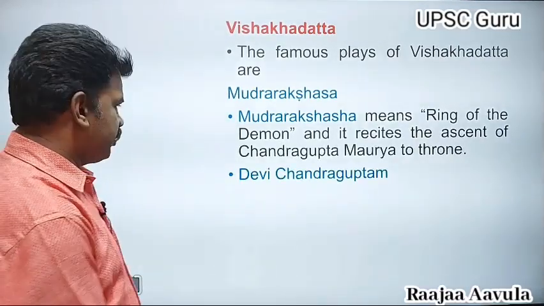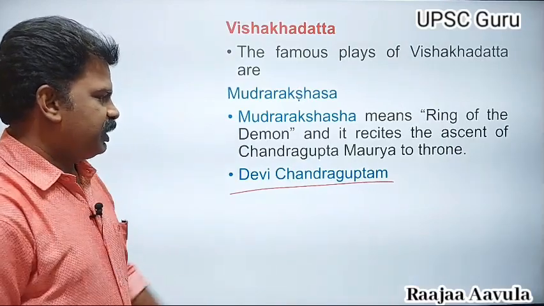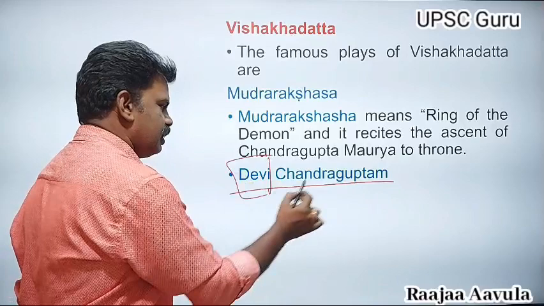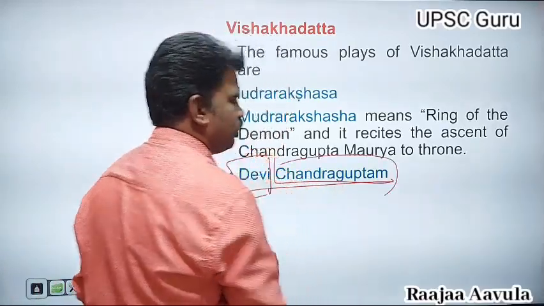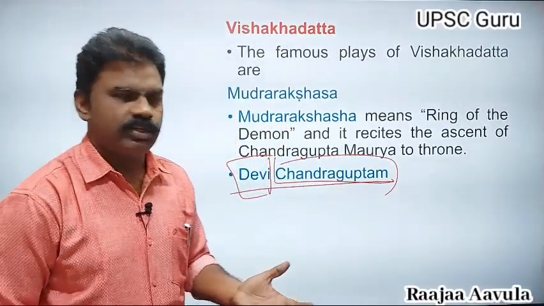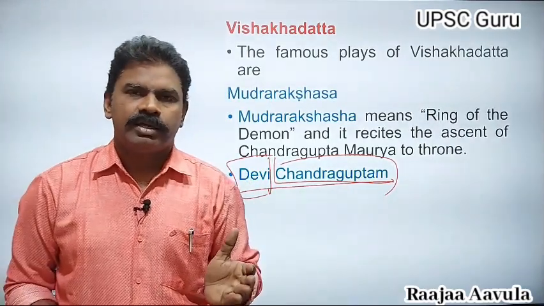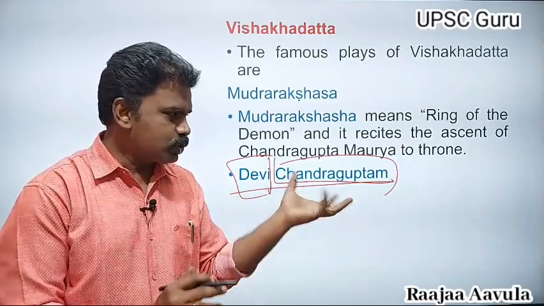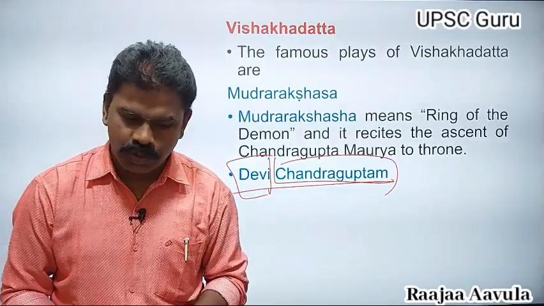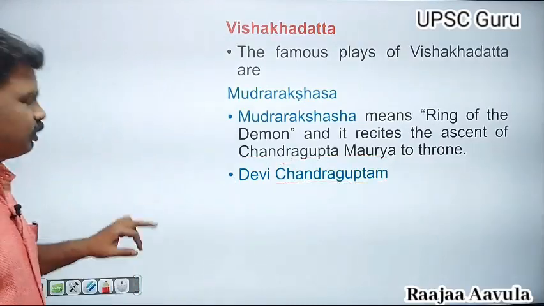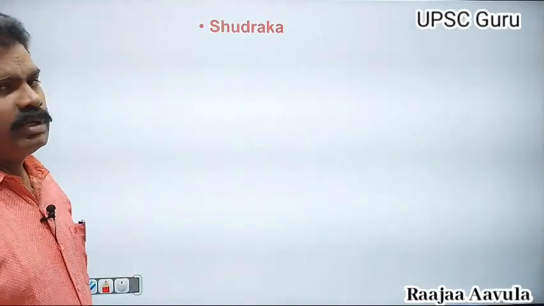Next, coming to Devi Chandraguptam. The story we already discussed. Dhruva Devi, Chandragupta II: he protected Dhruva Devi from the Saka ruler, and finally the two got married. This was also a story, Devi Chandragupta. So after Vishakadatta, next is Sudraka.